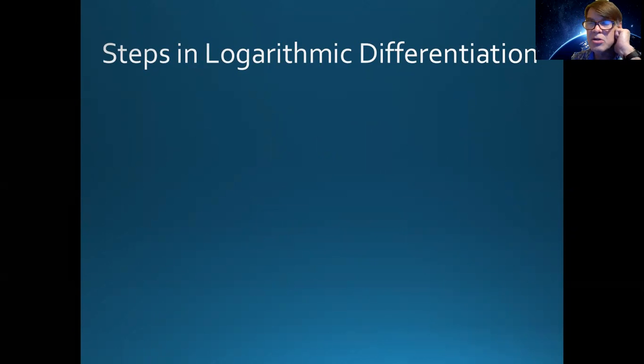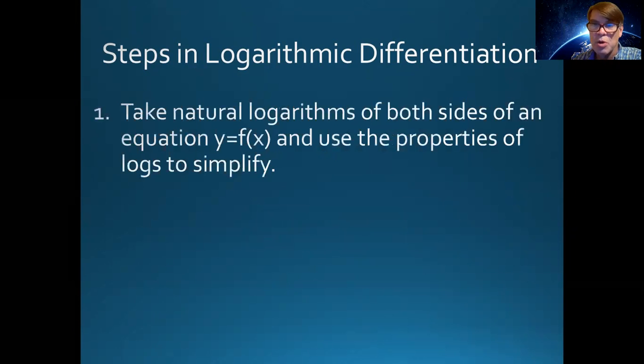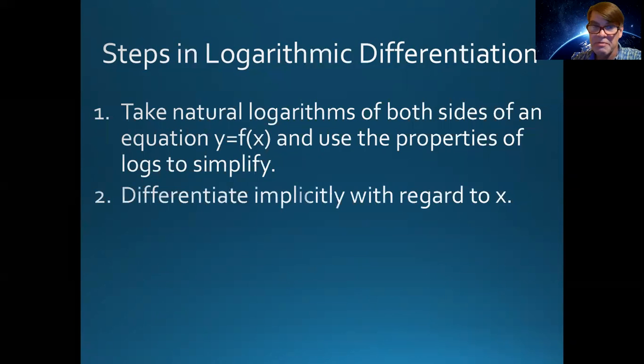Lastly, steps in logarithmic differentiation. We learned in this section that sometimes when you have something that looks horrible, that you have to find the derivative of, if you take the natural logarithm of both sides and then differentiate, it can really make things more simple. So if you have a really complex equation, take the natural logarithm of both sides, use the proper properties of logarithms to simplify, then differentiate what's left implicitly with regard to x and solve the equation for y prime, or the derivative.